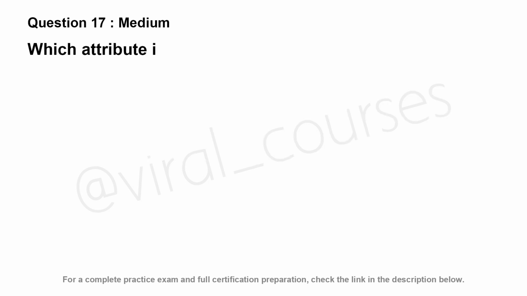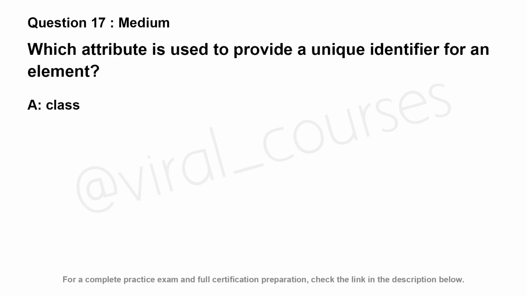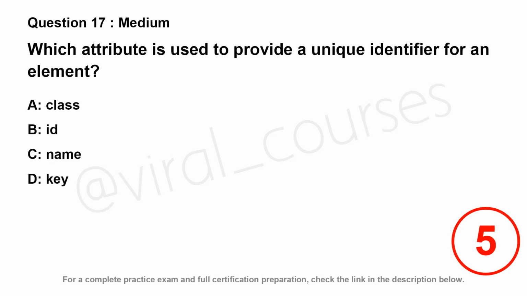Which attribute is used to provide a unique identifier for an element? Option A, class. Option B, id. Option C, name. Option D, key.